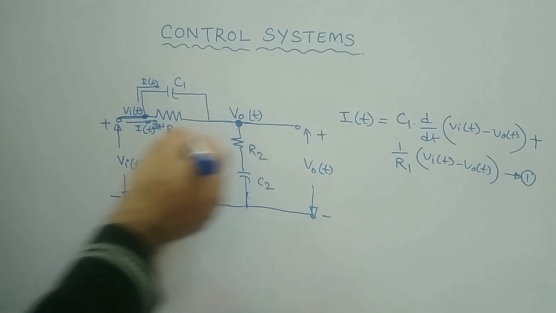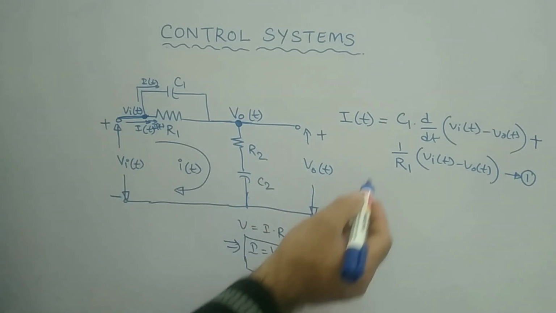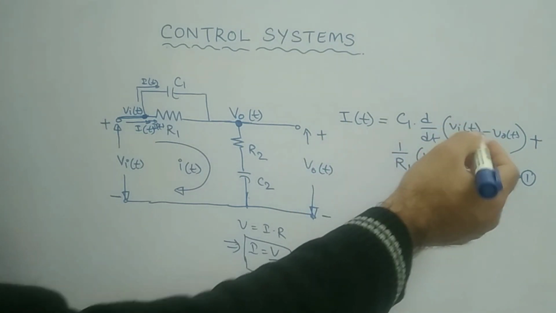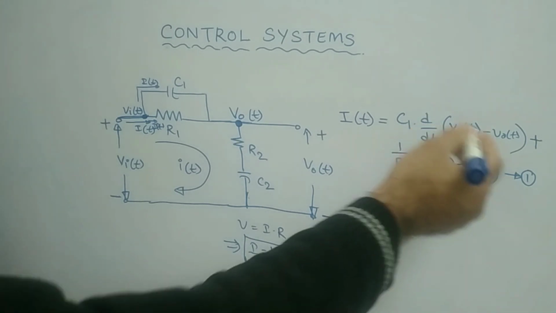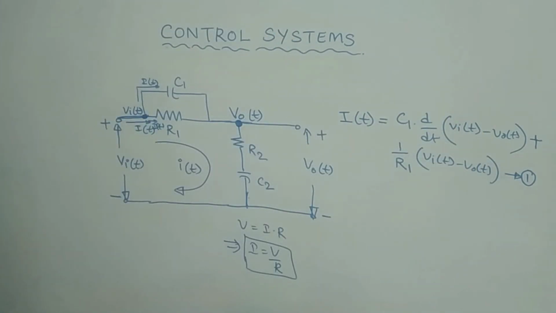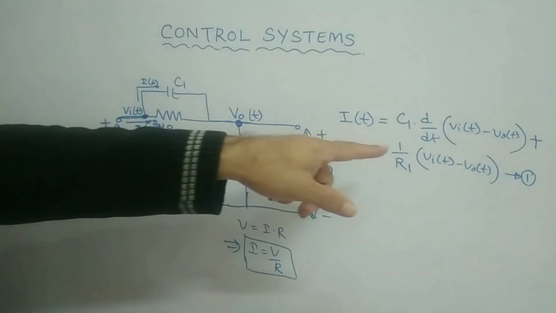This is the I expression. From Ohm's law, V is equal to I into R, and this implies I is equal to V by R. So I is equal to voltage by R, the V by R form. And for a capacitance, the current expression is C into dV by dt. Therefore, I can write the expression here, the current I of t, like this.